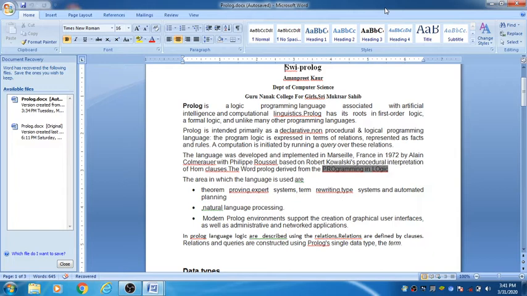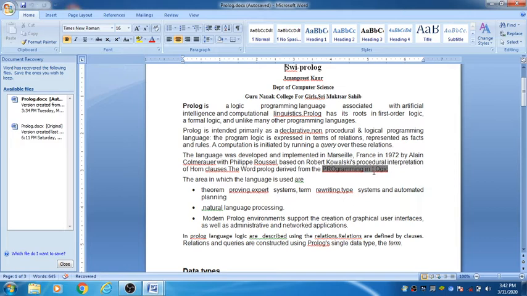But in Prolog, everything is represented in the form of rules and facts, meaning all the relations are represented in the form of rules and facts. Next, I will explain what we mean by the terms rules and facts. Basically, this language was developed in France in 1972, and the word Prolog was derived from programming in logic: PRO from programming and LOG from logic.